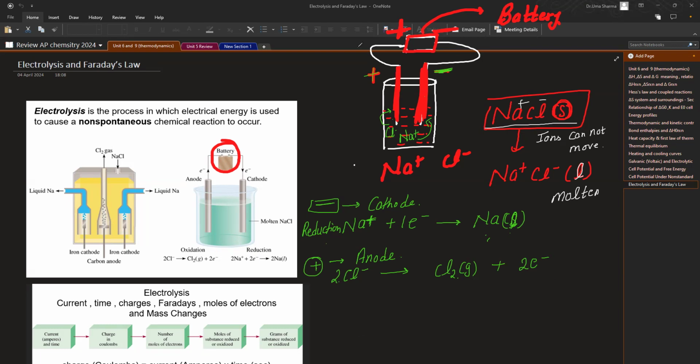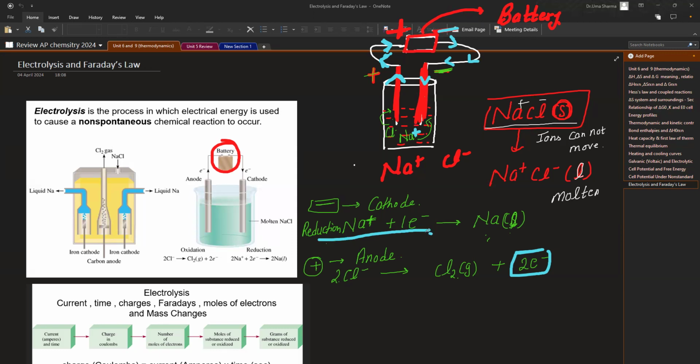And how will these electrons be flowing in this circuit? It's always like that. Anode is oxidation, cathode is reduction, and electrons will be coming out of the anode. See, like this. These two electrons are traveling like this. And what is happening at the cathode terminal? This is negative, so electrons are coming out of the negative terminal and going into the cathode, and Na plus is gaining them. See, this reaction is taking place.